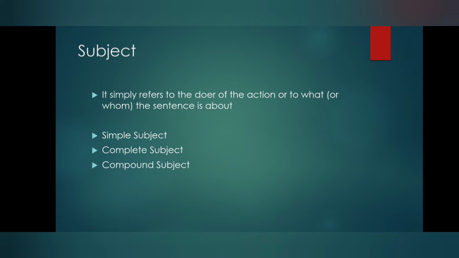Number three is the compound subject. By compound subject, we mean that there are multiple subjects including the words that are modifying them. For example, Christopher and the old man became friends. In this example, Christopher and the old man is the compound subject. So let's move to the next part.